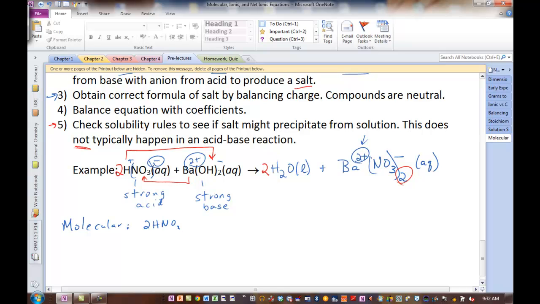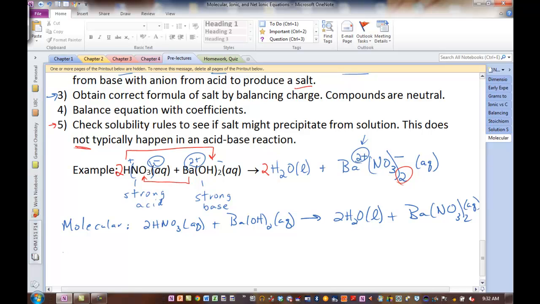2HNO3, aqueous. Strong acids and strong bases are soluble. Barium hydroxide, aqueous, going to 2H2O liquid, and barium nitrate, aqueous. All right, there you go. Cleaned up molecular equation. So the charges and all that up above is just to help us write out the correct equation. But when we write the molecular, we don't put the charges in it.